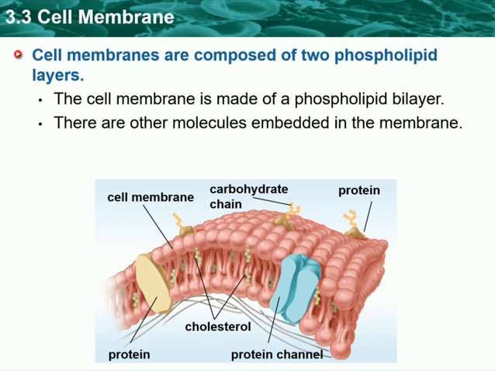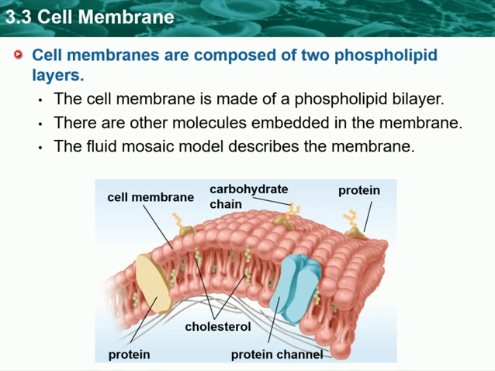Some proteins extend through one or both phospholipid layers and help materials cross the membrane, and other proteins are key components of the cytoskeleton. Different cell types have different membrane properties. And lastly, carbohydrates attached to membrane proteins serve as identification tags, enabling cells to distinguish one type of cell from another.